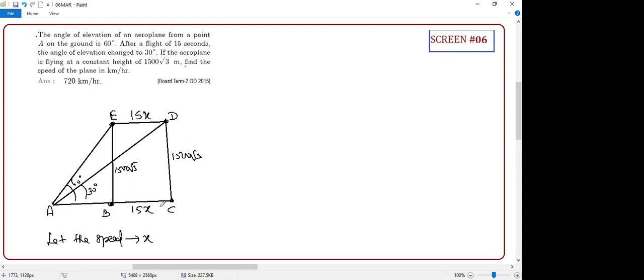Anyone not clear with that? Why 15x? Harishankar, can you tell me why 15x here? On what basis have I written 15x?